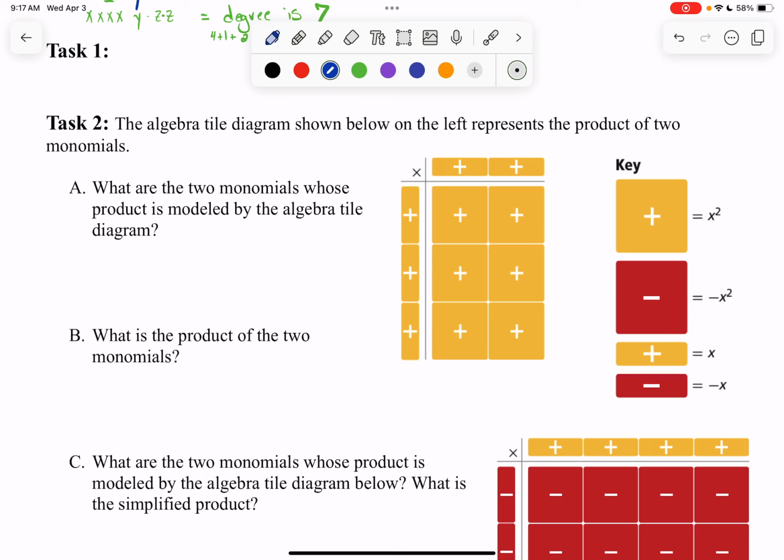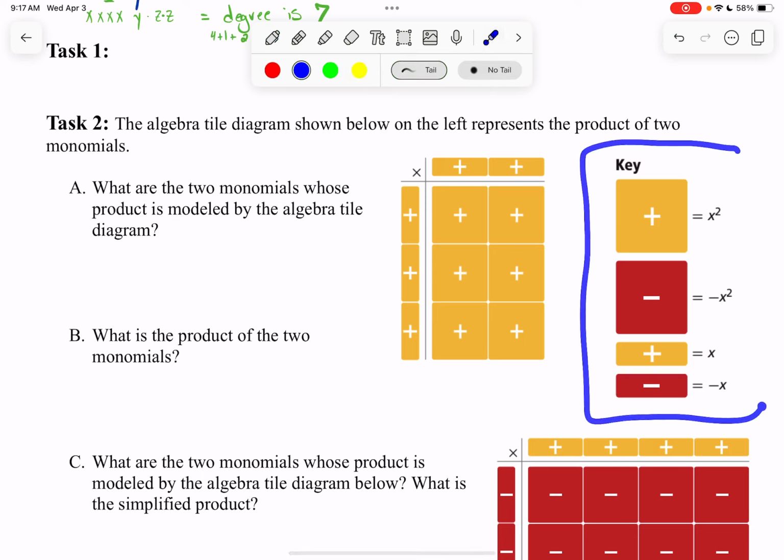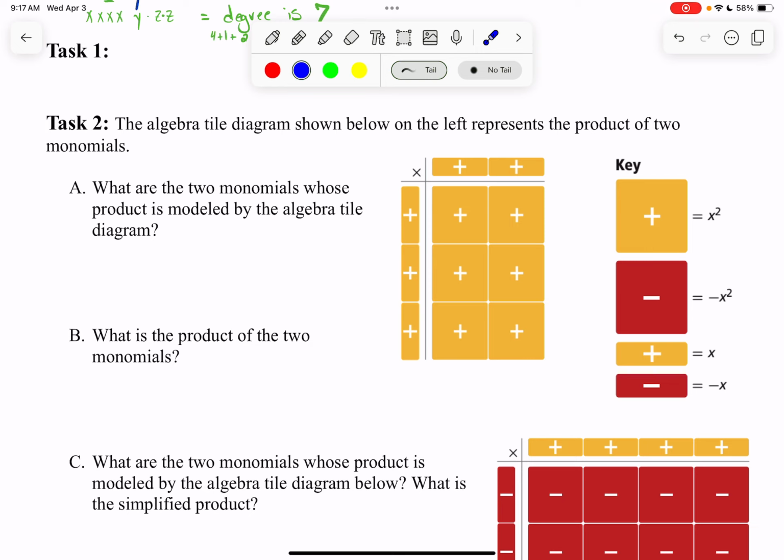Okay, so one thing I want to talk about is the key over here for a minute. I'm going to start at the bottom of the key and work our way up. Any of these yellow bars are of length x. If it's yellow, it's positive. If it's red, it's negative. So these yellow bars would be 1x's, and these negative ones would be negative 1x's.